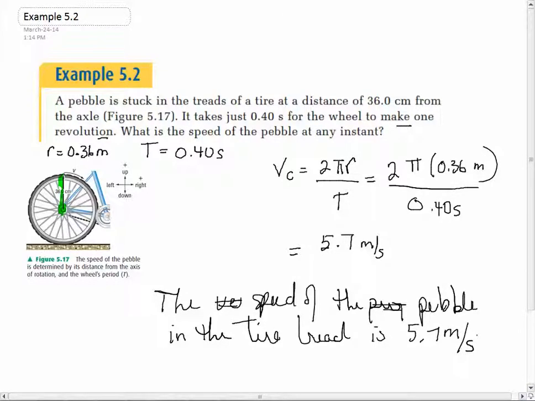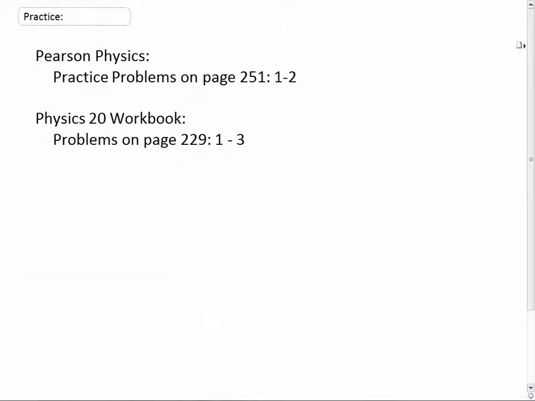And so this is not complicated, but certainly worthy of some practice, and here are some practice questions for you out of both the textbook and out of the workbook.